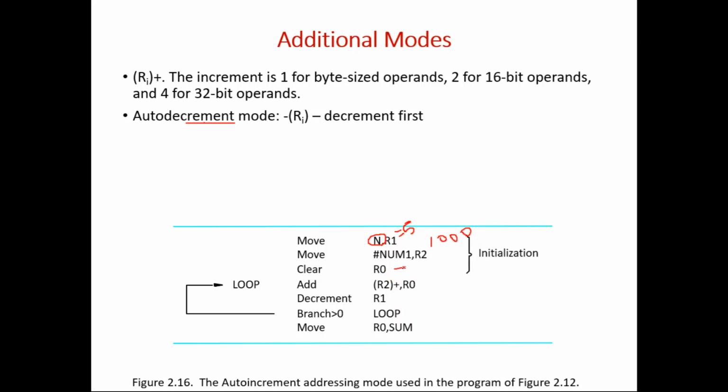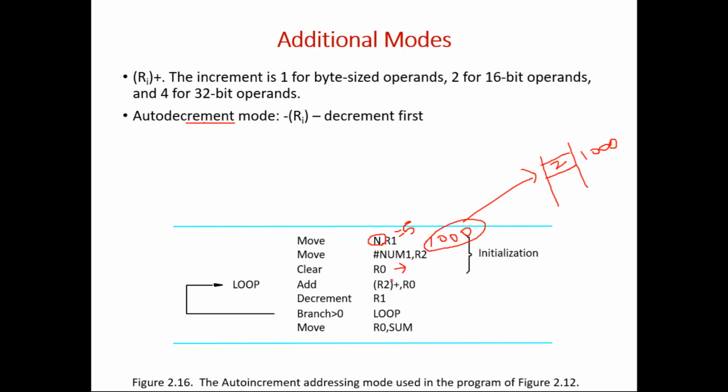Clear R0. The final result should go to R0, so we are clearing R0. Then add R2 plus R1. R2 is given within brackets and then plus, so it is an indirect addressing mode. It refers to that address. Say location 1000 contains some value, say 2, then 2 will be added with R0.